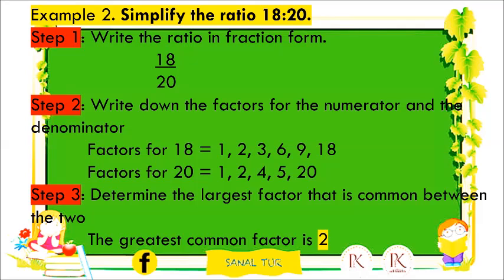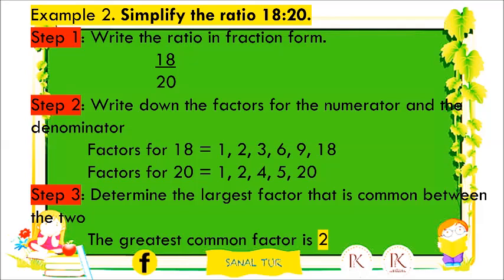So, I have here the factors of 18. I have 1, 2, 3, 6, 9, and 18. Then, what are the factors of 20? I have 1, 2, 4, 5, 10, and 20.